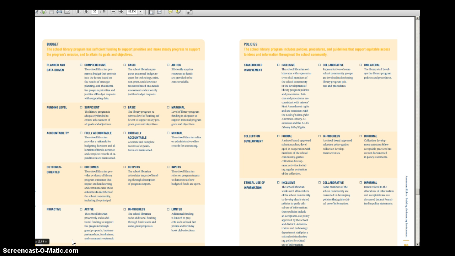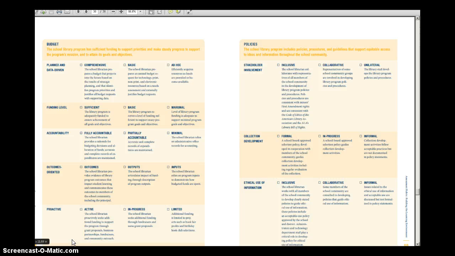I've moved forward in the planning guide to page 59, where we're discussing policies. The School Library Program includes policies, procedures, and guidelines that support equitable access to ideas and information throughout the school community. The item that I'd like for us to focus on here is ethical use of information.